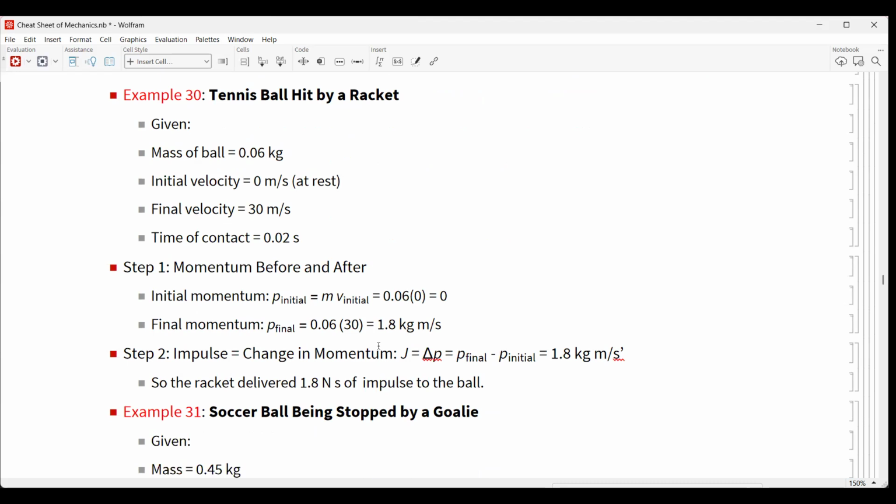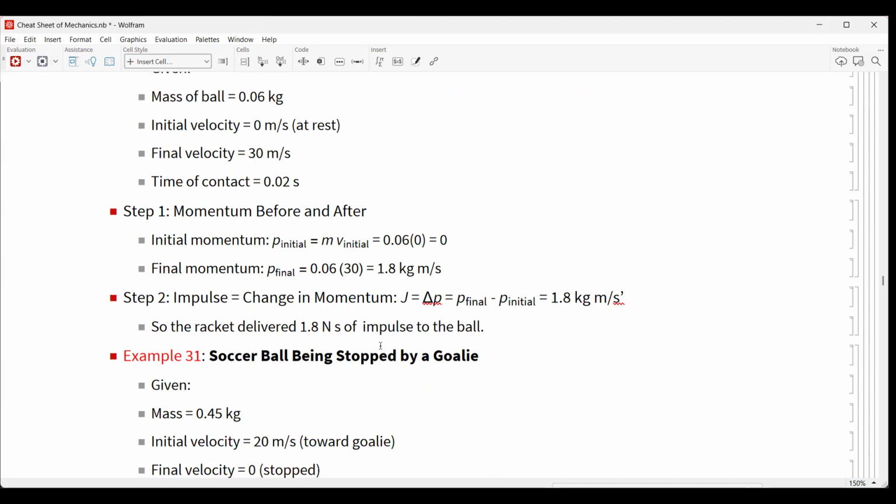Momentum before and after. The initial momentum is m times the initial velocity, so that is equal to 0. The final momentum is 0.06 times 30, mv, equal to 1.8. So the impulse here is the final momentum minus the initial momentum, that is equal to 1.8. So the racket delivered 1.8 Newton seconds of impulse to the ball.